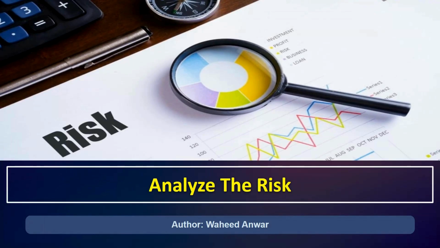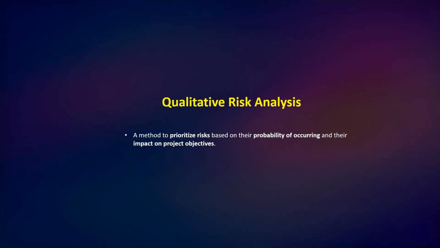Okay, so let's start. Let's talk about qualitative technique, or you can say qualitative risk analysis. You can read here a method to prioritize risk based on their probability of occurring and their impact on project objectives. These are the methods that help us to analyze risk without needing a ton of numerical data. They are more about judgment, experience, and classifying risk.